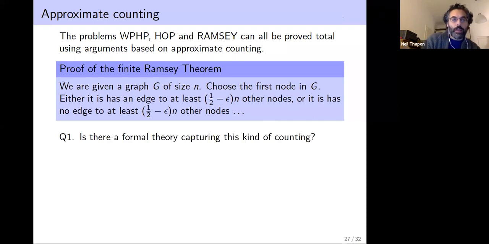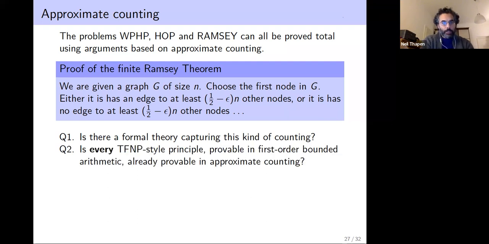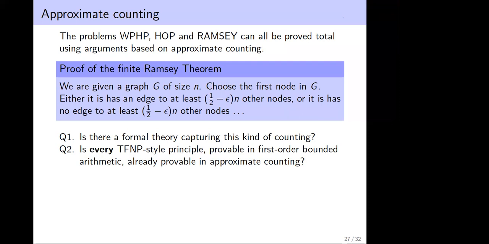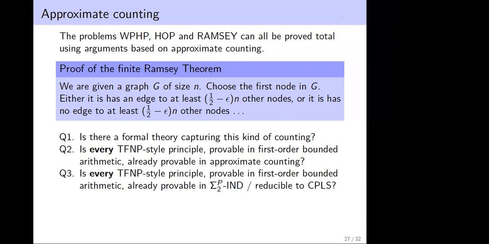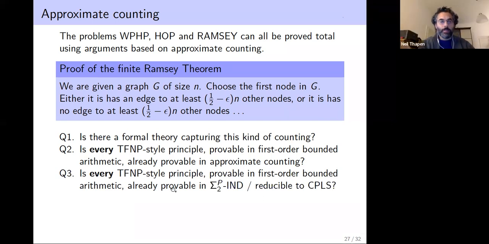So some questions about this are, is there a formal theory capturing this kind of counting? If we did have such a formal theory, then we can ask the next question, which is, lots of our examples seem to be provable in approximate counting. You can prove a lot with approximate counting. Can you prove kind of everything, at least that lives on the bounded arithmetic side, with approximate counting? And then the last question is, well, it's the old question again. So I had this old question about collapsing down to a level of CPLS, and I'm just writing it here to compare it to this question about approximate counting.